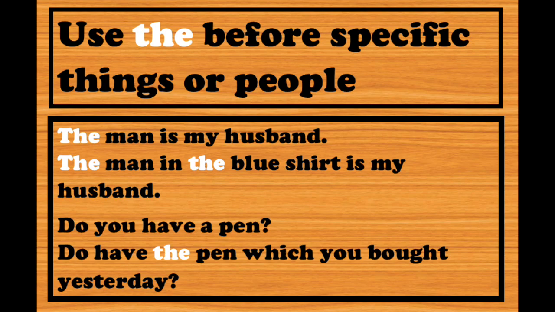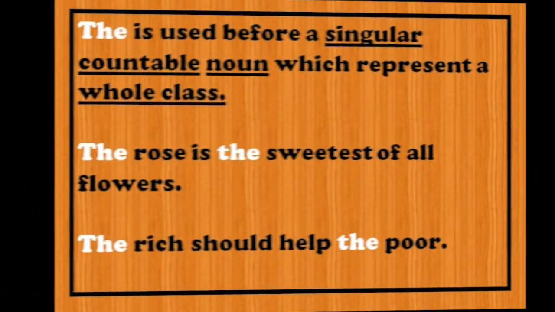The next example, if I ask do you have a pen, here I used a before a pen. It's a non-specific thing. If I ask you, do you have the pen which you bought yesterday? In this sentence, pen is a specific one. So we use the. Then let's move on to next rule.